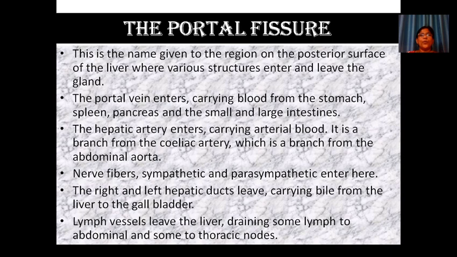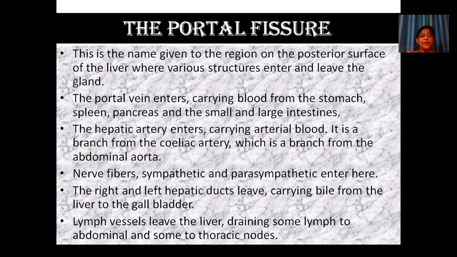Next is the portal fissure. The portal fissure is an important landmark you can observe in the liver. Let us see what it is. This is the name given to the region on the posterior surface of the liver where various structures enter and leave the gland. That region is known as the portal fissure. So what are all those that enter and leave the gland?